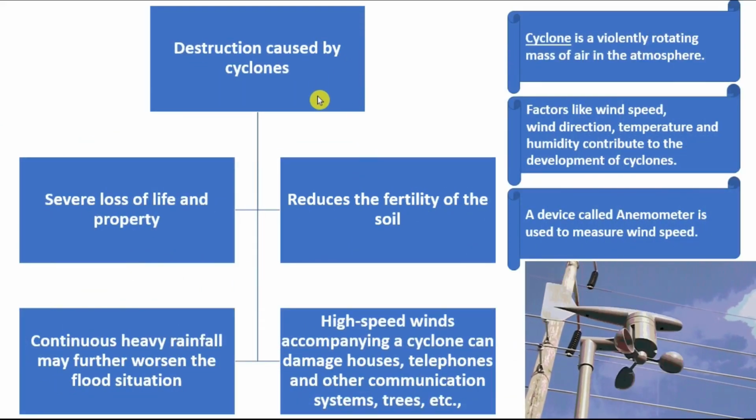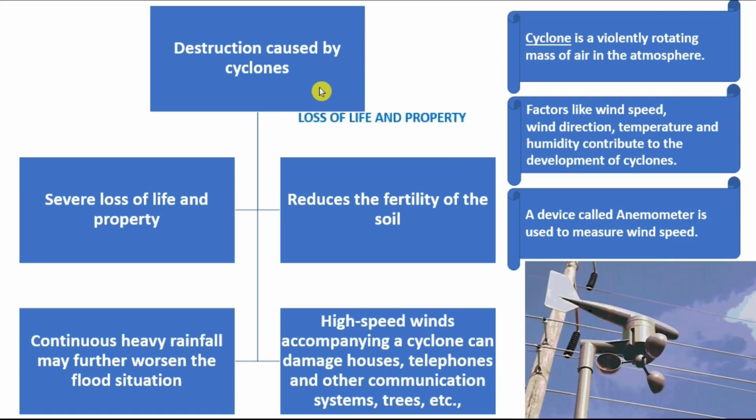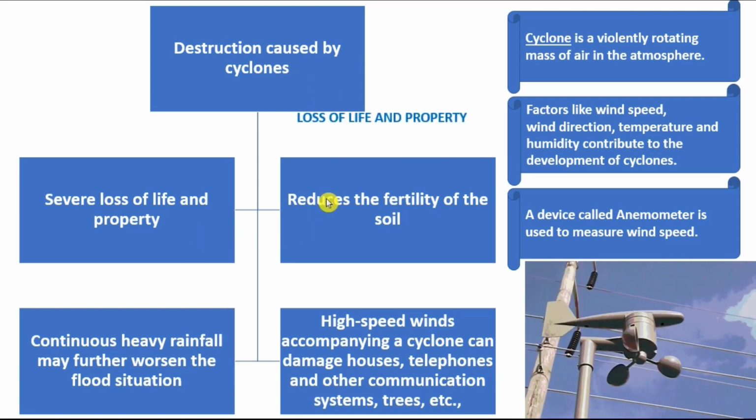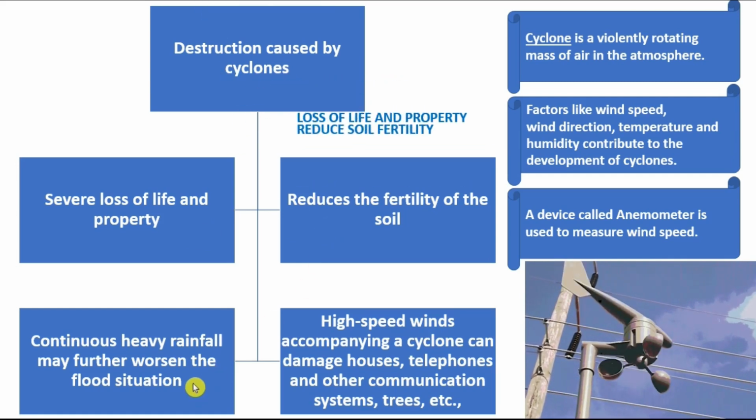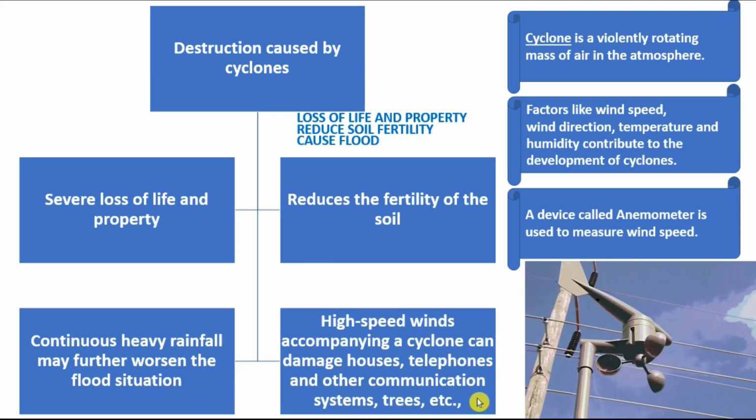Okay, now the destruction which is caused by cyclones. Severe loss of life and property takes place. Cyclones reduce the fertility of the soil, and continuous heavy rainfall further worsens the flood situation. High speed winds accompanying a cyclone can damage houses. They can damage telephones and other communication systems, trees, etc. So this makes up more trouble.